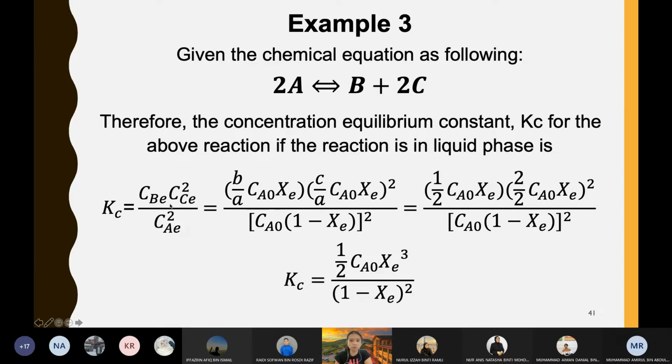So Kc equals to ada top, ada bottom. Top dia adalah concentration of your product at equilibrium power stoichiometric coefficient. Means in this case I got two products, right? B and C. That's why it becomes CBe, CCe, then power stoichiometric dia. For B, the stoichiometric coefficient is 1. That's why CBe power of 1. Stoichiometric coefficient for C is 2. So CCe power of 2 divided by concentration of your reactant at equilibrium power stoichiometric coefficient. So it becomes CAe power 2 because in the chemical equation, the stoichiometric coefficient for A is 2.